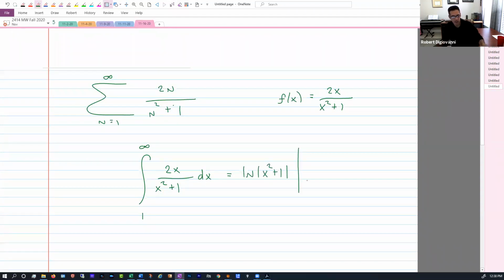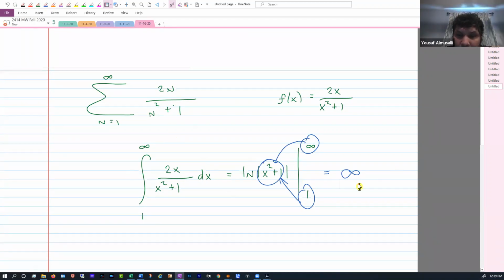And then you still have to evaluate it at the 2 endpoints, 1 and infinity, which would mean that we would have to do an improper integral and take a limit. But just think about what would happen if you plug something that gets infinitely big into this. That's going to get infinitely big. And then if you plug in 1, you get a number. So essentially, this is going to become infinite. And so this series should do what? Diverge. Diverge, right? The integral diverged because it was infinite, so the series should diverge also.